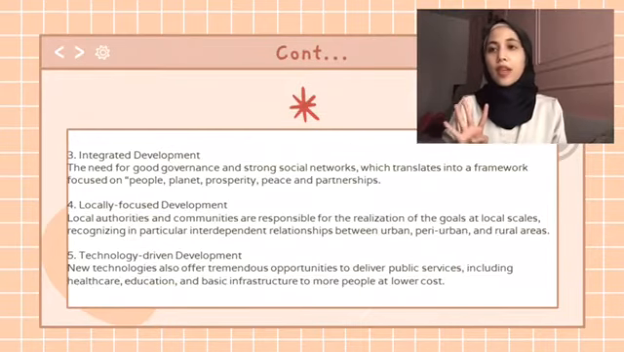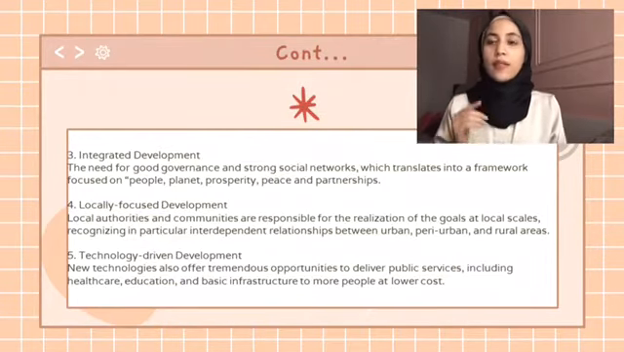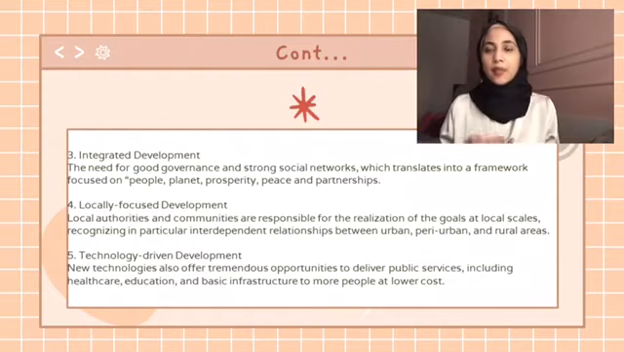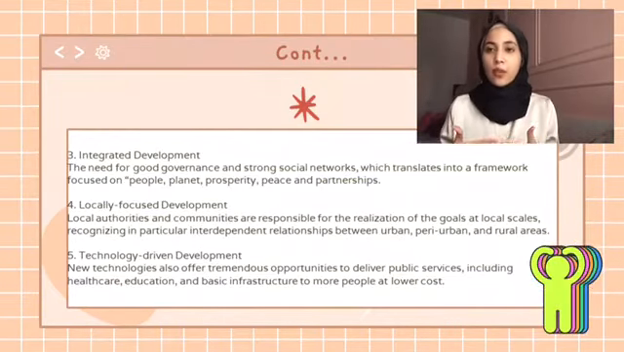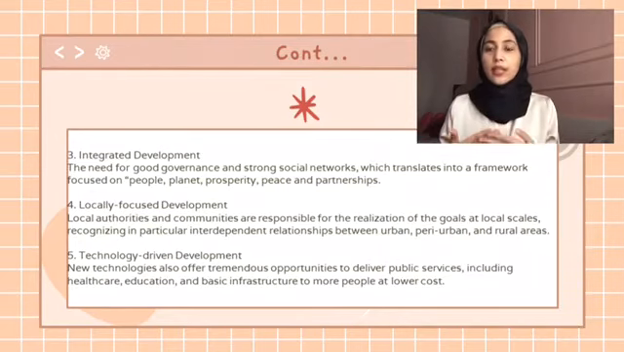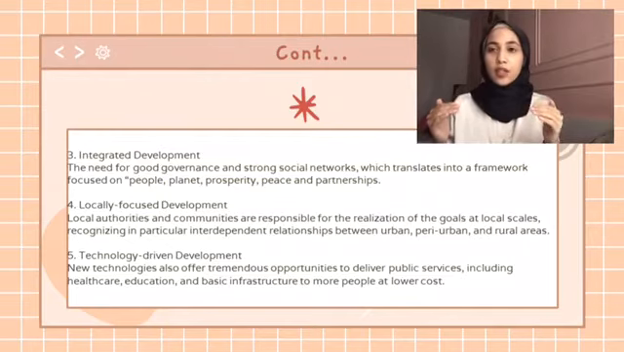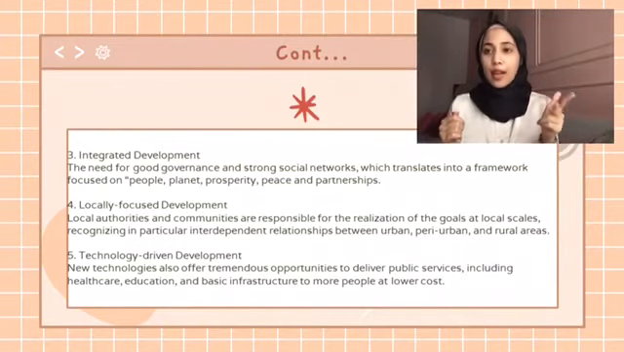The fourth key opportunity is locally focused development. The SDG believe that local authorities and communities are responsible for the realization of the goals at local scales, recognizing in particular interdependent relationships between urban, peri-urban, and rural areas.